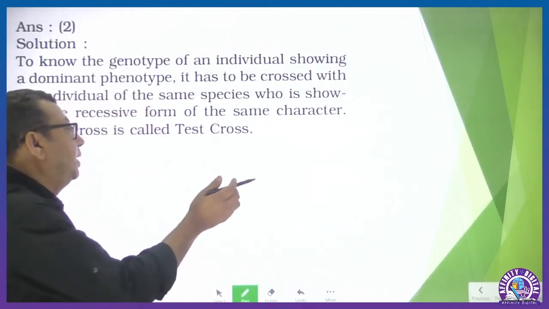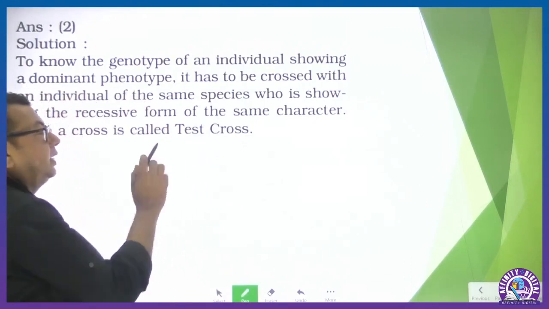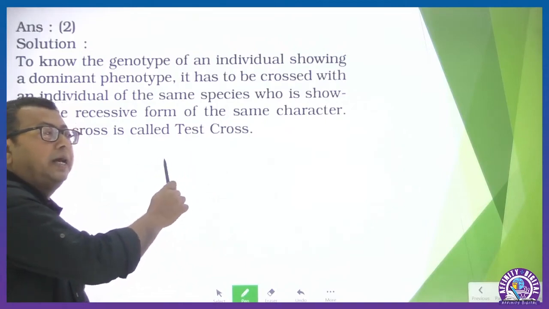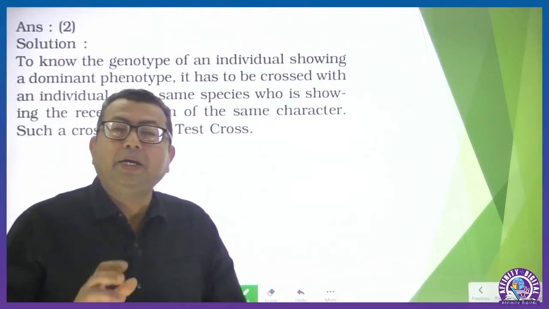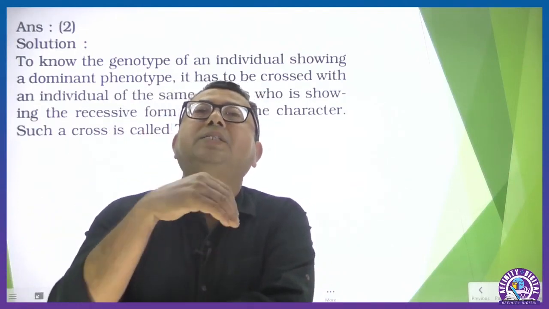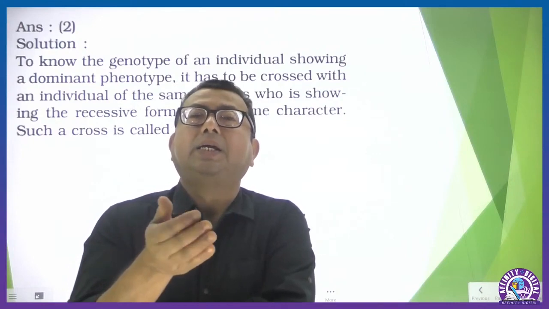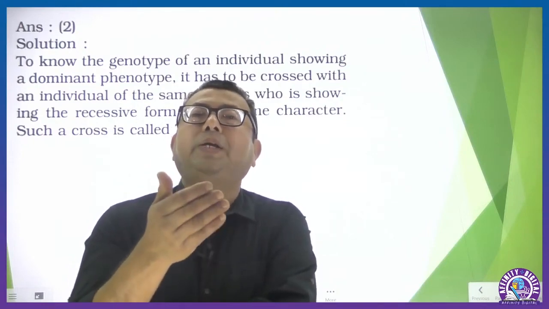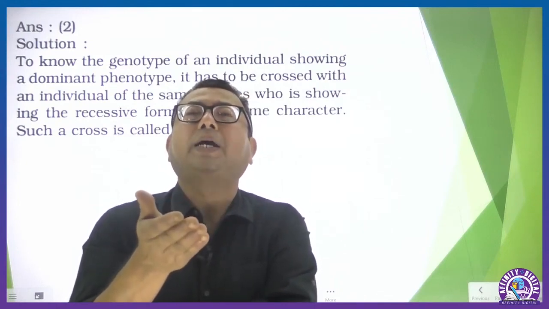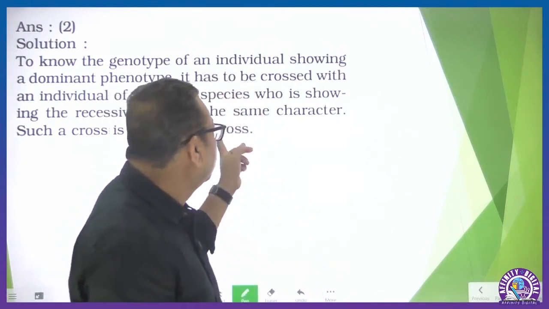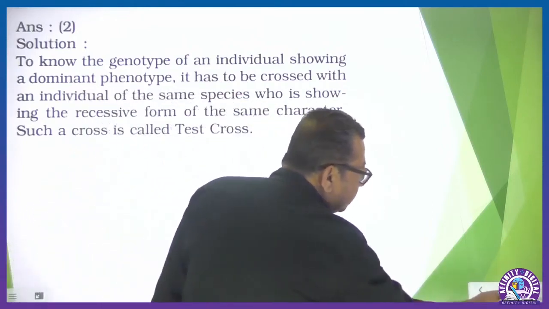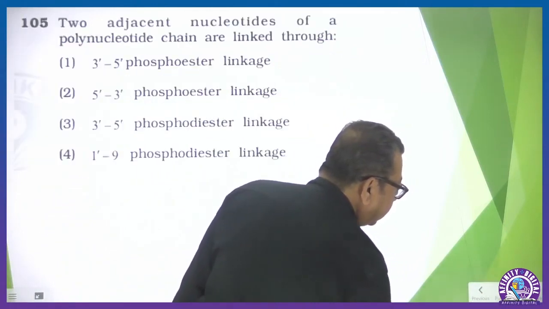और कैसे मिलने के लिए क्या करना पड़ेगा, टेस्ट क्रॉस करना पड़ेगा. टेस्ट क्रॉस में वन इंडिविजुअल विल शो द डोमिनेंट कैरेक्टर, डोमिनेंट फिनोटाइप. एक इंडिविजुअल जो एक डोमिनेंट कैरेक्टर दिखा रहा है, उनका जीनोटाइप निकालने के लिए यू हैव टू क्रॉस विथ एन इंडिविजुअल ऑफ द सेम स्पीसीज हू इज शोइंग द रिसेसिव फॉर्म ऑफ द कैरेक्टर. सच ए क्रॉस इज कॉल्ड व्हाट? टेस्ट क्रॉस. सो जेनेटिक्स में टेस्ट क्रॉस रिलेटेड क्वेश्चंस बहुत टाइप आता है.